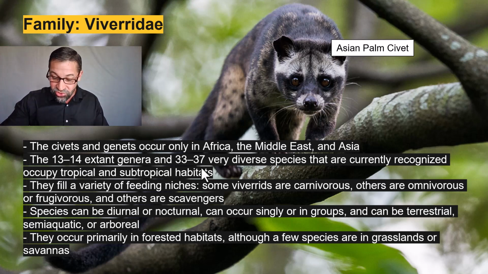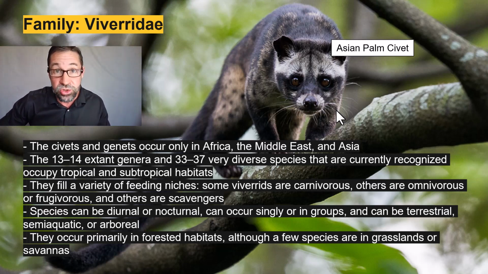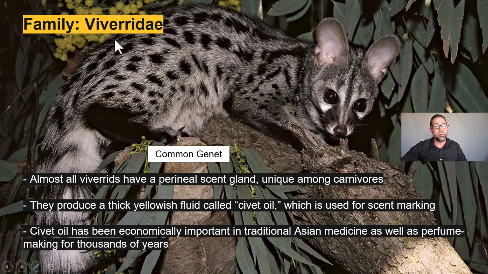They can be terrestrial, semi-aquatic, or arboreal, like this Asian palm civet, very much at home in the trees. They occur primarily in forested habitats, although we will find some viverrids in grasslands or savannas. Almost all viverrids have a perineal scent gland, which is unique among the carnivores.